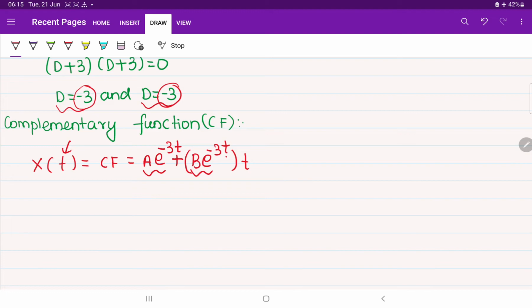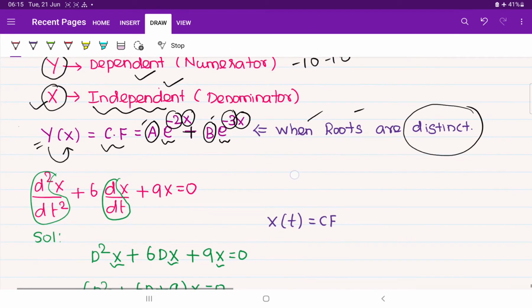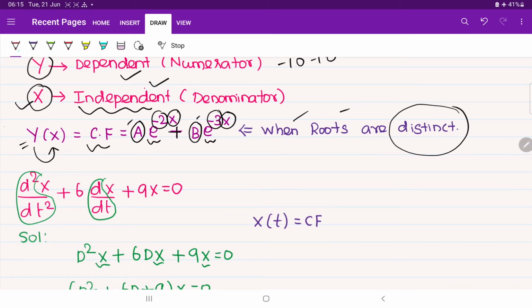So this is the only difference that you are observing from the last one. See, in the last class we saw that when the roots are different, we just wrote the final answer. What is the final answer?